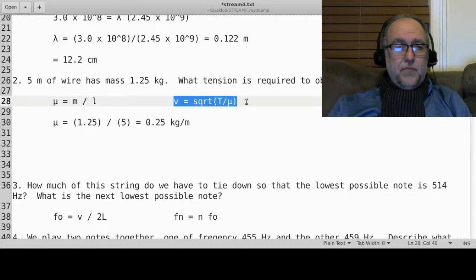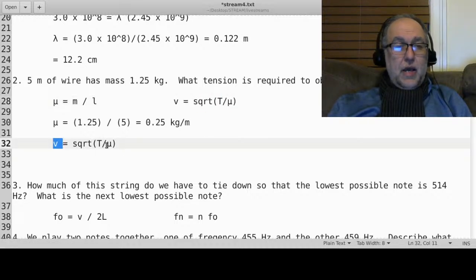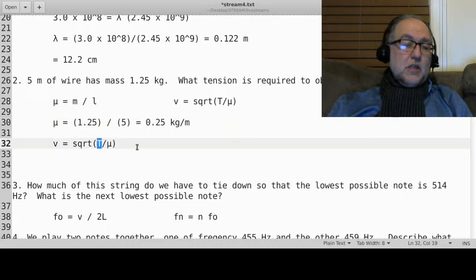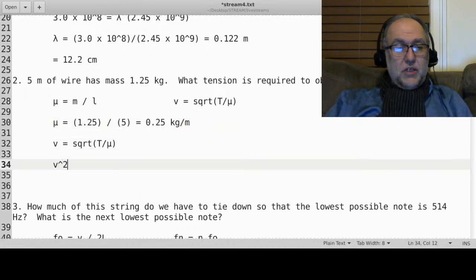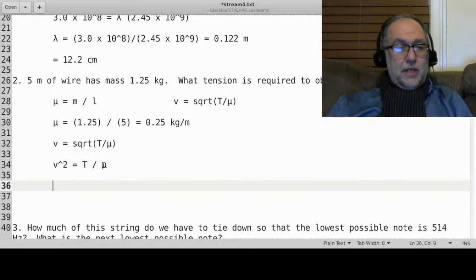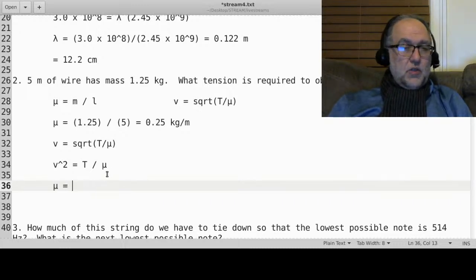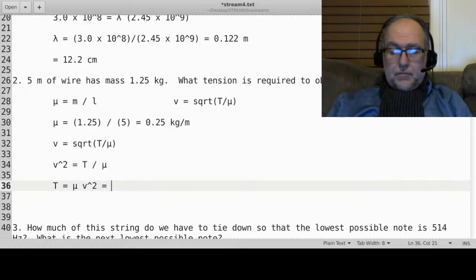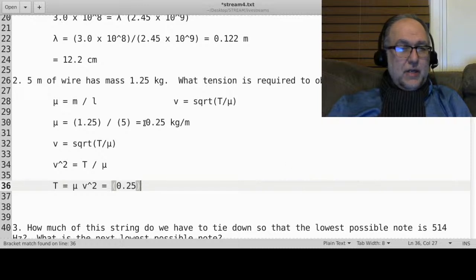Well, I actually tell you what V is. So let me put this down here. I tell you what V is, so you know V, and you know mu because we just calculated that, so we want to find T. Before I plug in, it'd probably be best to rearrange this to isolate T, the tension. So I'm going to square both sides. Of course, when you square, the square root goes away, but on this side you get a V squared. Sorry, we want tension, I apologize. To isolate the tension, multiply both sides by the linear mass density, so we'll have the linear mass density multiplied by V squared. And that's going to equal 0.25, because that's our linear mass density in MKS units.